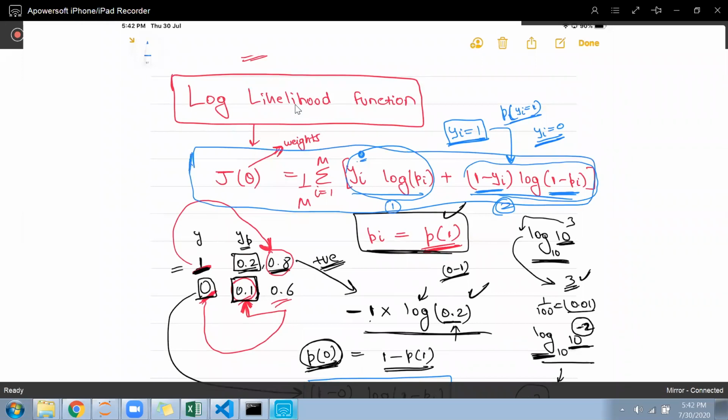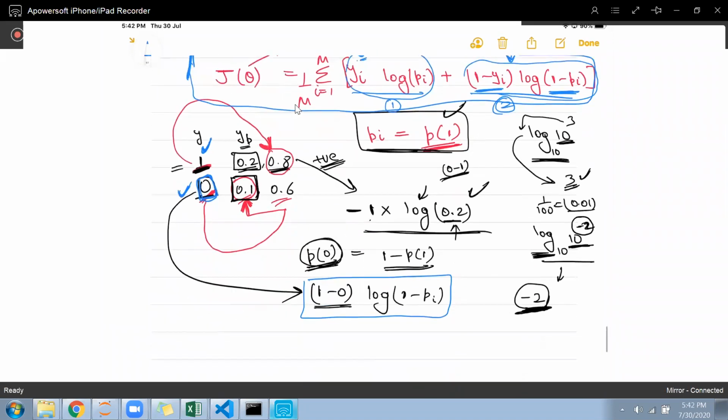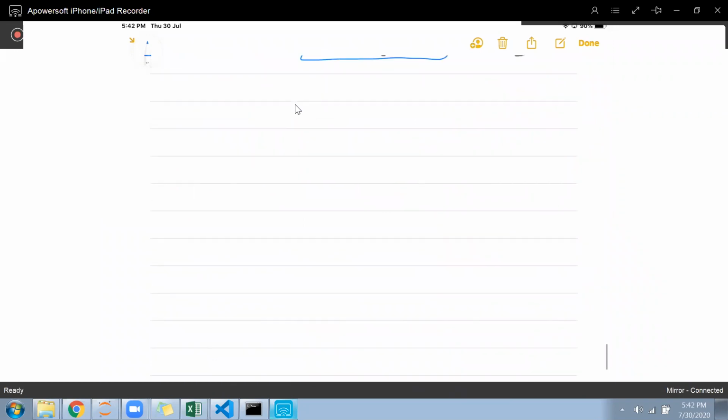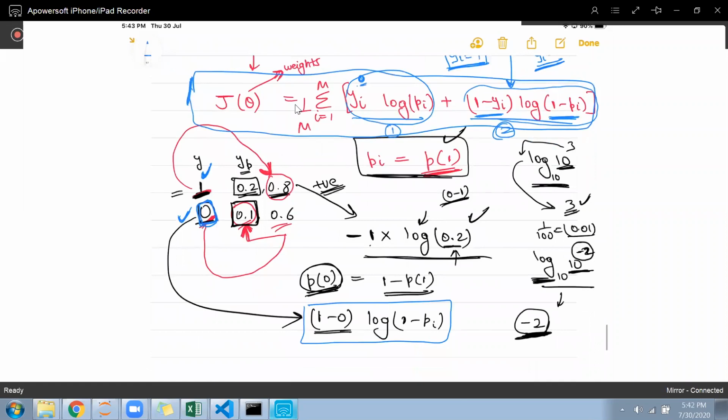This is known as the log likelihood function. I want to maximize the probability of 1 for those points whose actual output is 1, and I want to increase the probability of 0 for those points whose actual output is 0. I hope you have understood this. That was the intuition behind this long equation.